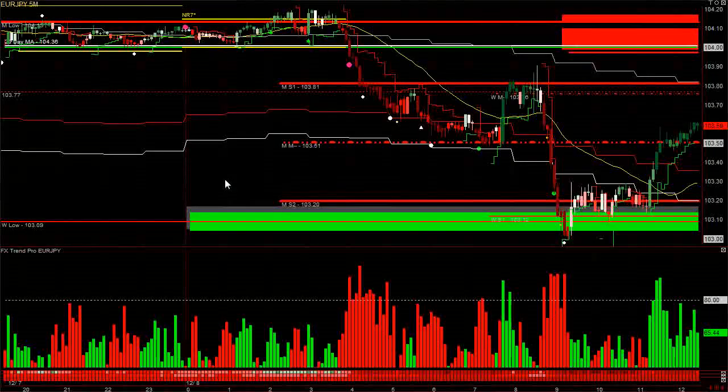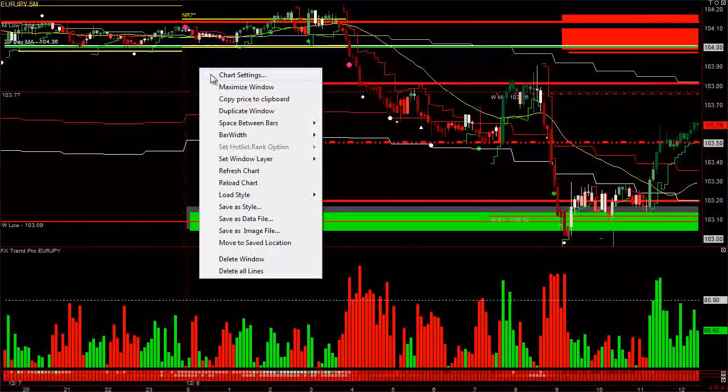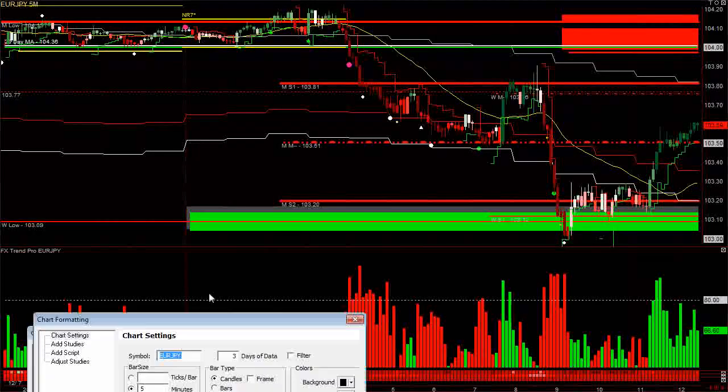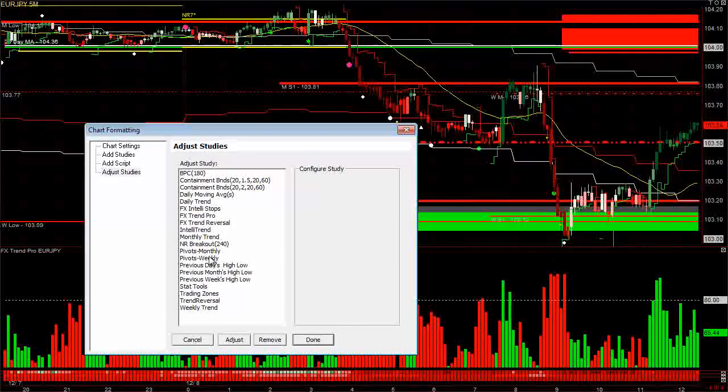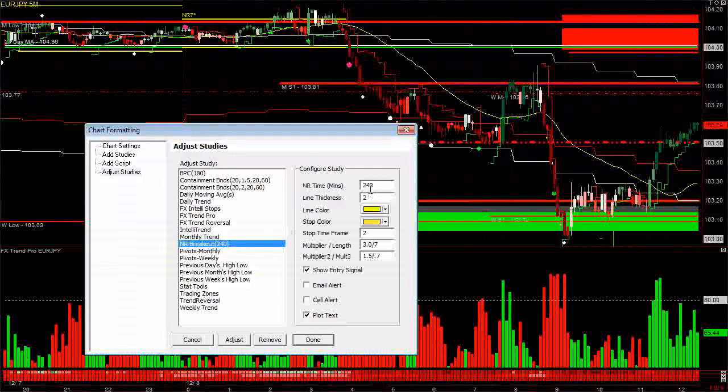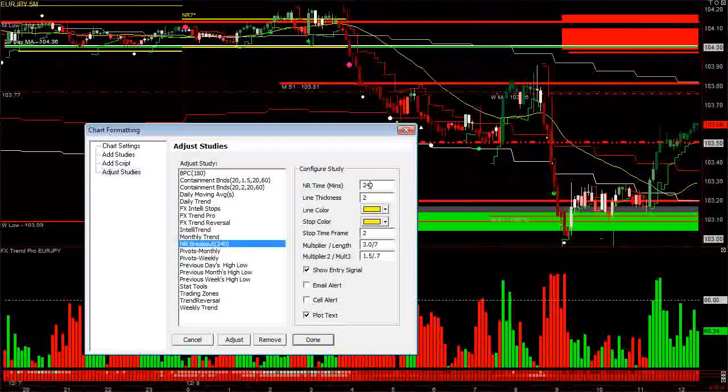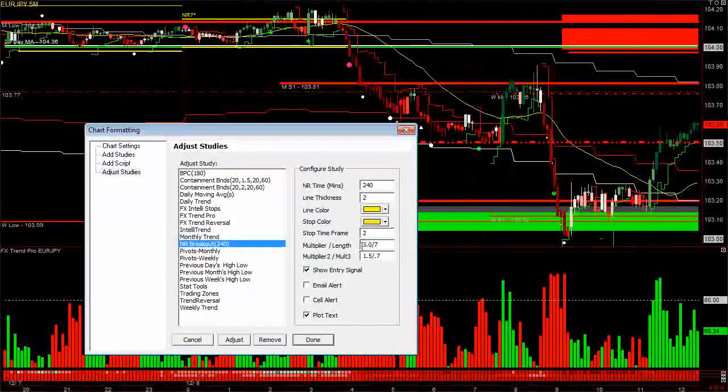Now, for our software, the main one I use is the 4-hour narrow range pattern, which you can easily set up on your chart by going to Add Script, finding the pattern called NR Breakout, and putting 240 minutes in here. You can get rid of all this trailing stop stuff if you don't want to show the trailing stop after it.